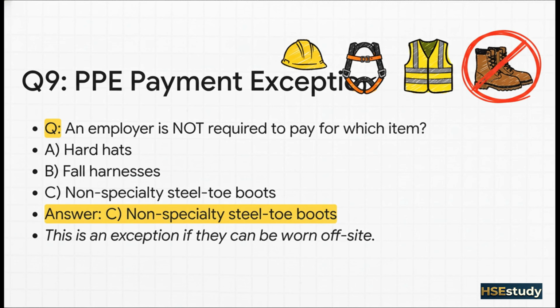That's what question 9 is all about. Which of these PPE items is the employer generally not required to pay for? And the answer is C, non-specialty steel-toe boots. This is the most common exception they'll test you on. The rule of thumb is, if it's something you can reasonably wear off the job site, like regular work boots, the employer might not have to foot the bill. Knowing these exceptions is key.